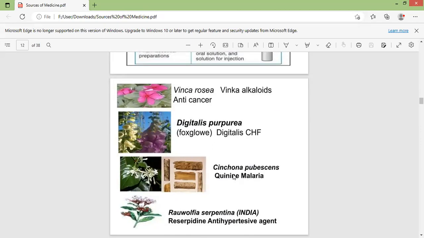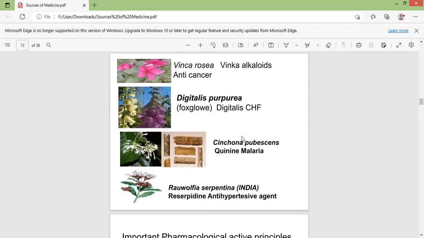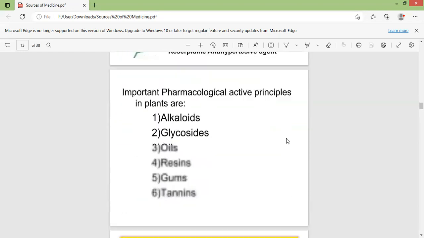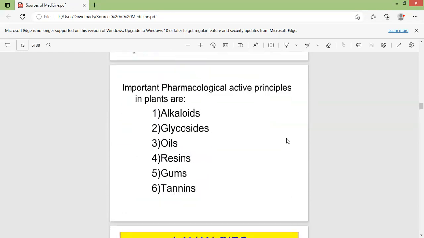Then these are just other examples. From the Vinca rosea, we get the vinca alkaloids. From digitalis, we get digoxin, and we said here it's from the leaf. Cinchona gives quinine, and we said it's from the bark, and all of this stuff. Now, these are the important pharmacological compounds in plants. We have the alkaloids, the glycosides, the oils, resins, gums, tannins, all of this.